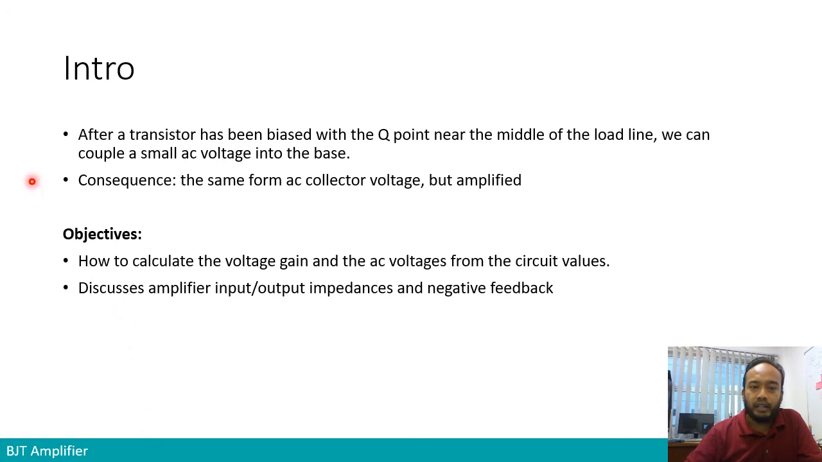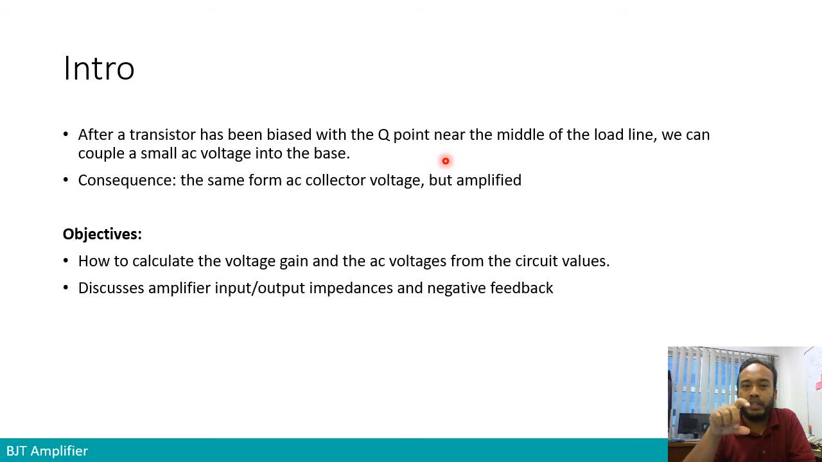After what we have seen in previous weeks, a transistor has been biased with the Q point near the middle of the load line. We have seen how we can bias and therefore decide the operating point, or point Q, of a BJT on a load line. We can therefore couple this biased BJT with a small AC voltage as input into the base.